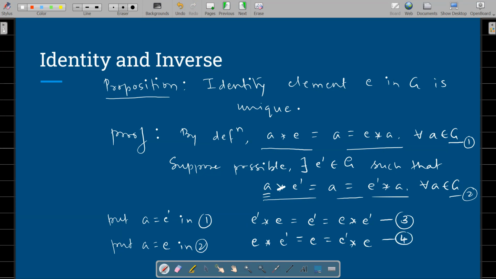And now from 3 and 4, do you see, one way I get E dash star E is E dash. So I'll say E dash is E dash star E from 3. And from 4, E dash star E is E. So what I get is, even if I start with some element, calling it E dash as identity of G, essentially that E dash happens to be E itself, right? So there won't be some other element which will work as identity. Identity is unique. Is this idea clear?